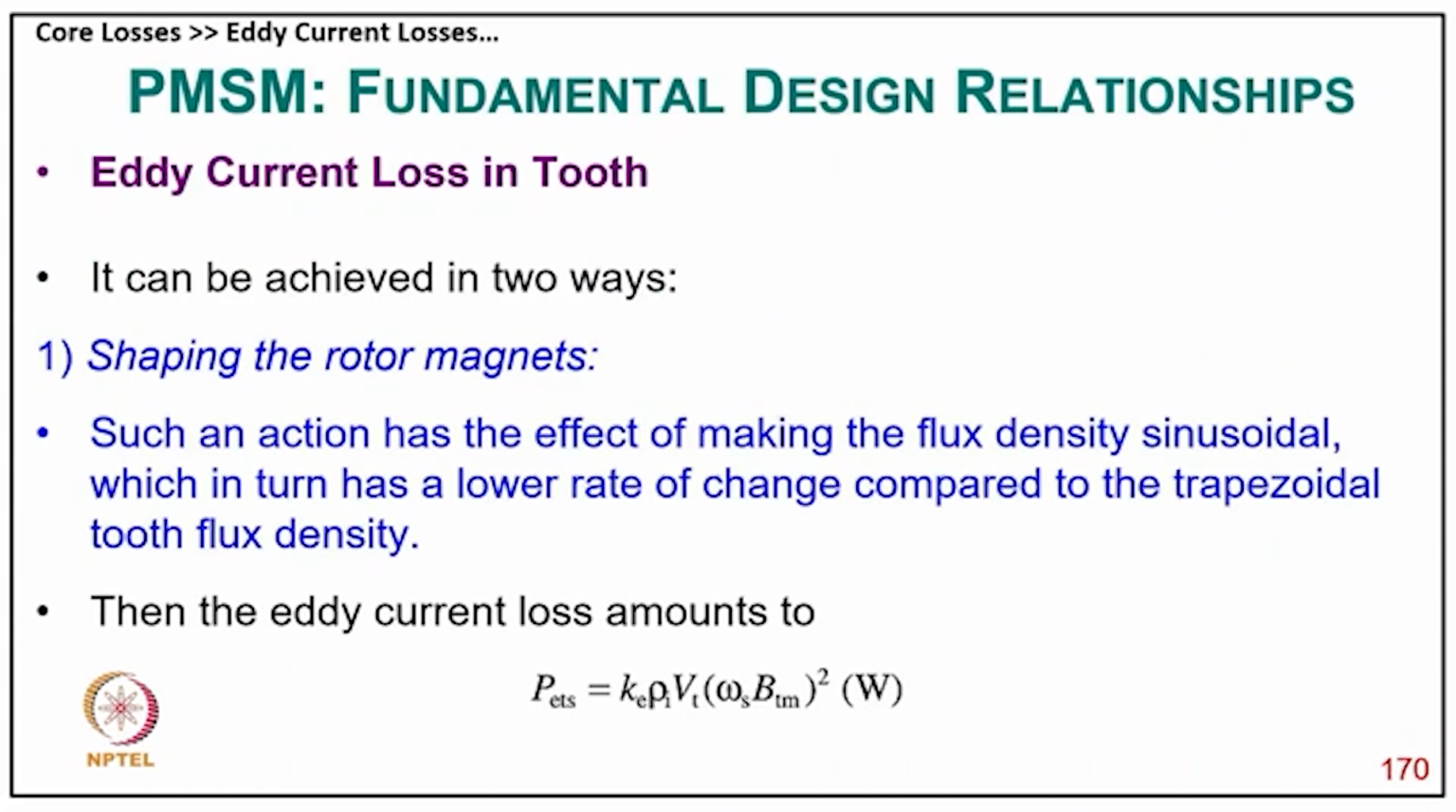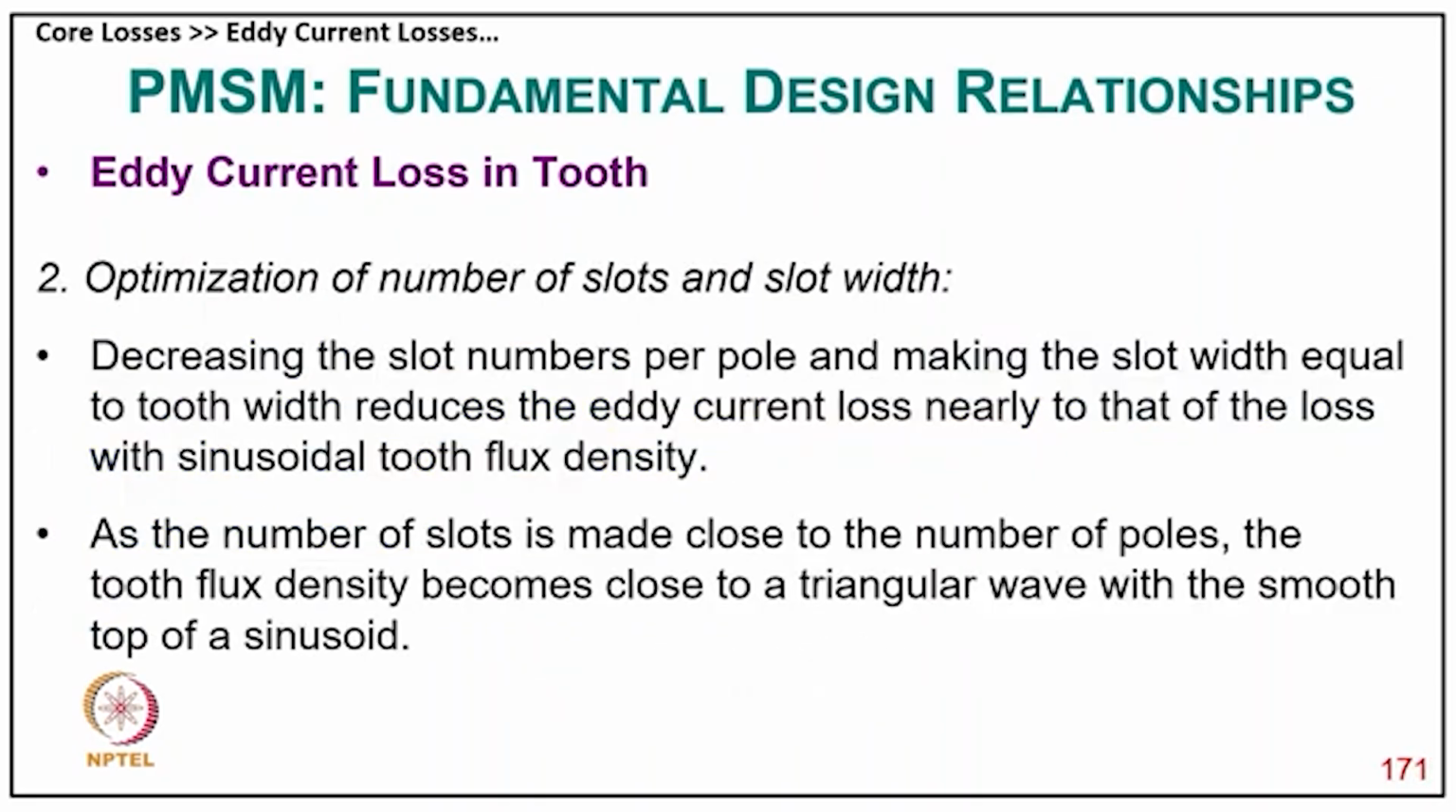First is the shaping of the rotor magnets, and second, such an action has the effect of making the flux density sinusoidal, which in turn has a lower rate of change compared to the trapezoidal tooth flux density. Then the eddy current loss amounts to P_ET equal to K_E Y V_t omega_s B_tm square in watt.